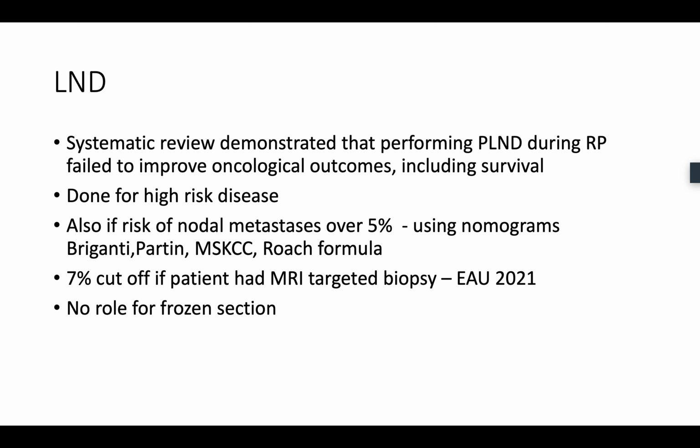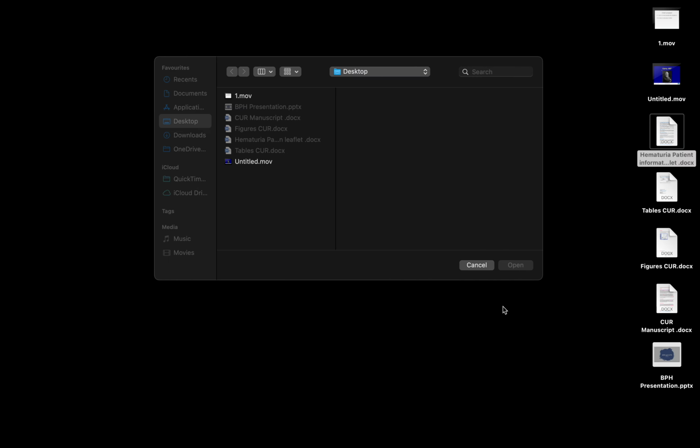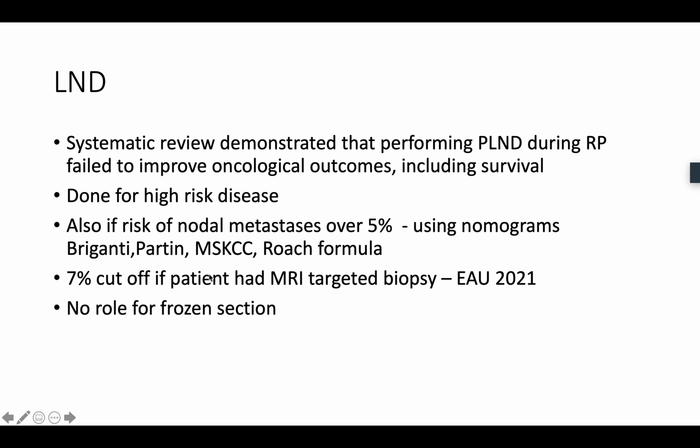Yeah, traditionally the teaching was 5%, but recently, because of the MRI targeted biopsy, they have increased that level to 7%. So if the patient had an MRI targeted biopsy, the cutoff for the lymph node dissection is 7%. Very good. Okay, thank you. Thanks. And we can always say that we will do it for high risk disease, and it is in intermediate risk disease that these nomograms help to decide on the lymph node dissection.